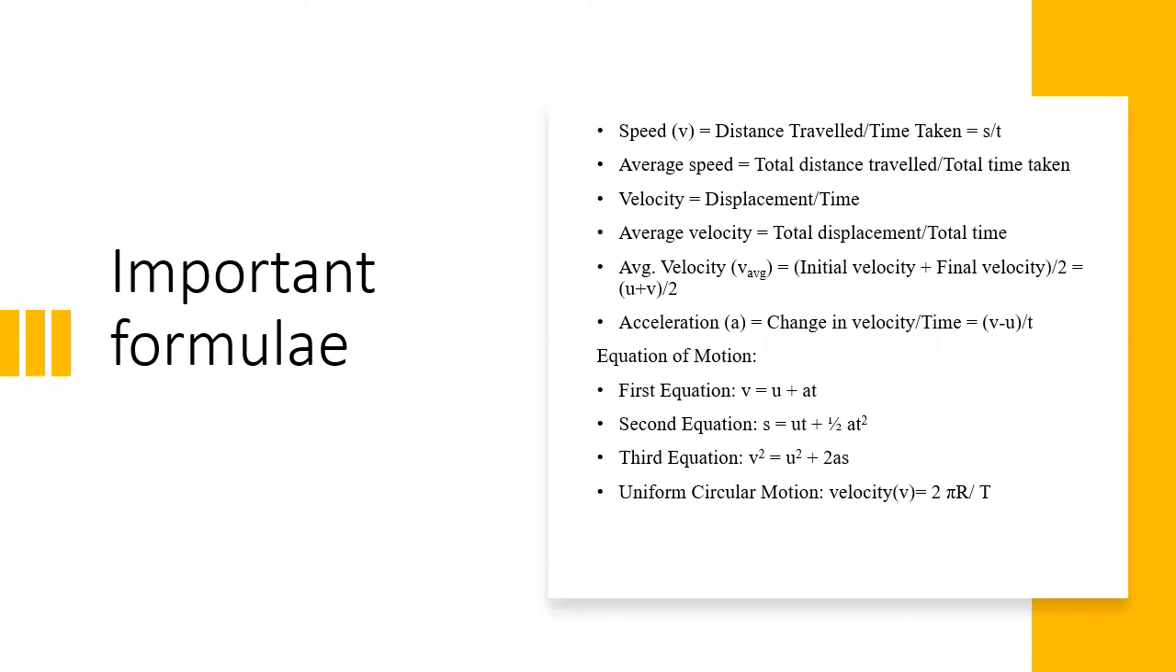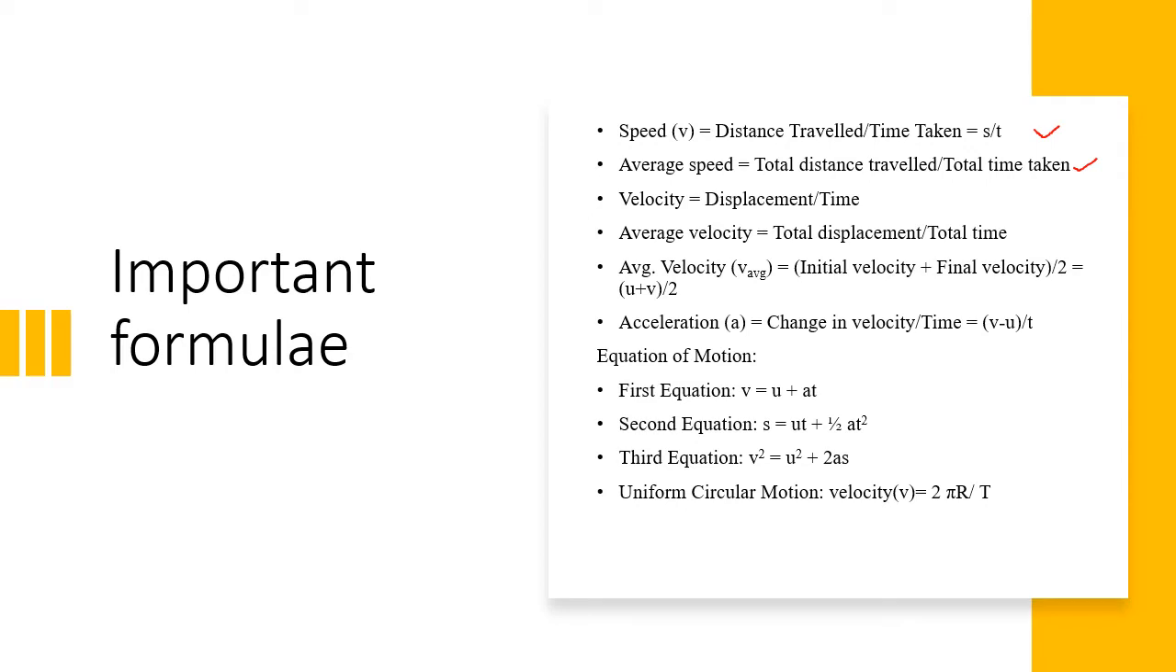The first formula is speed. Speed is equal to distance travelled divided by time taken. V is equal to S divided by T. SI unit is meter per second. And the second formula, average speed, is total distance travelled divided by total time taken. SI unit is also meter per second.